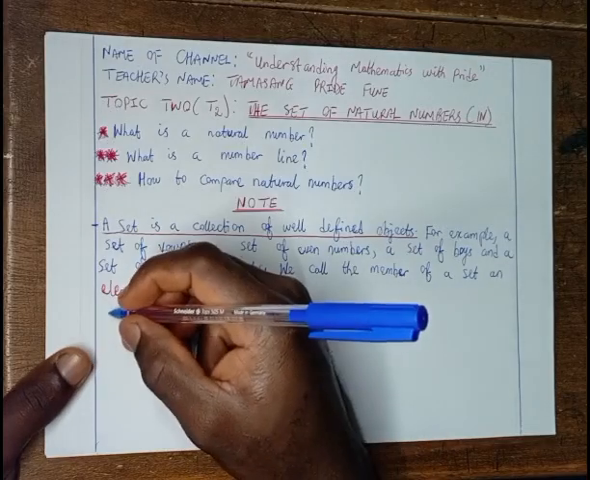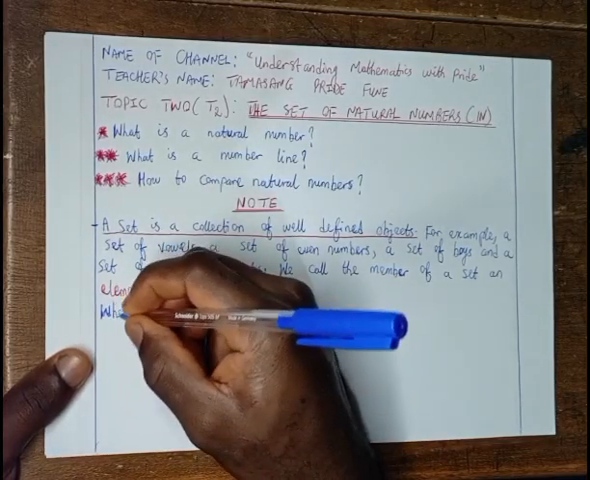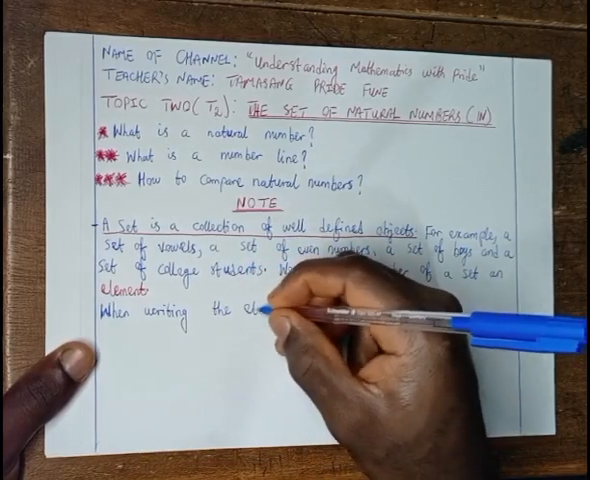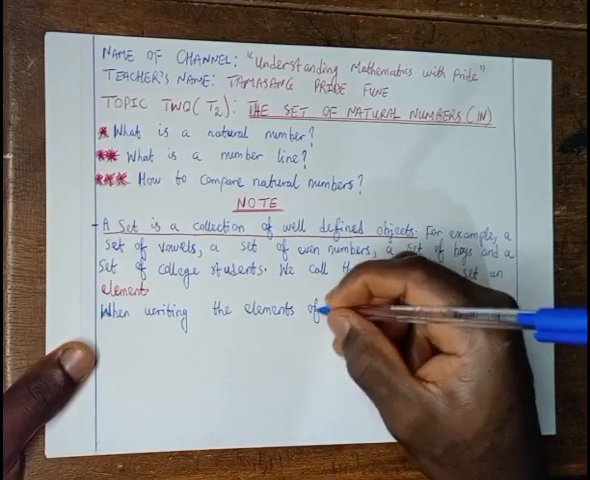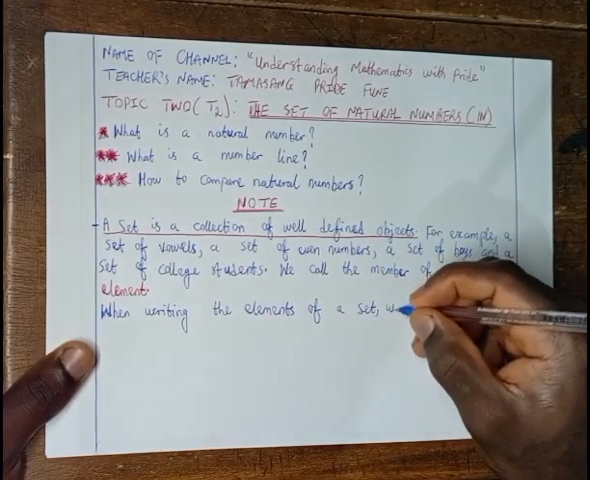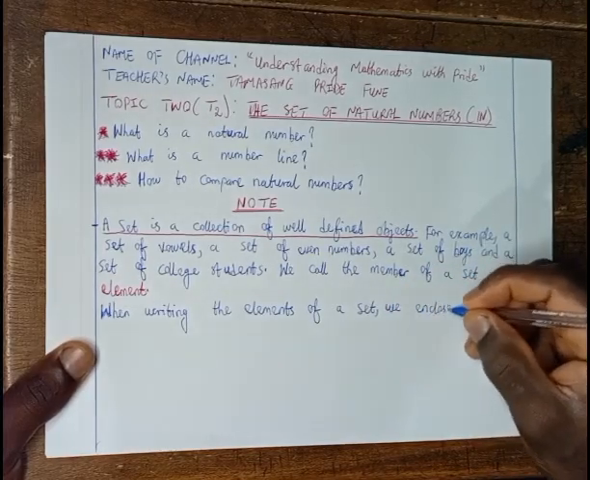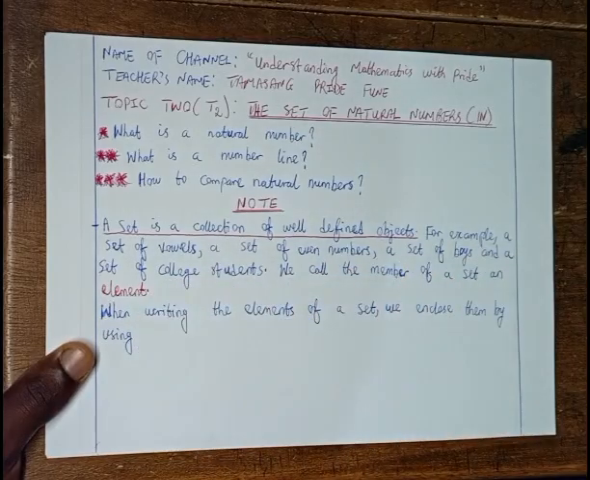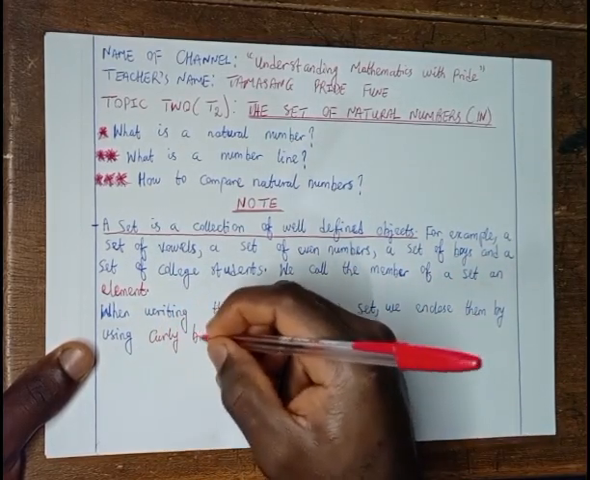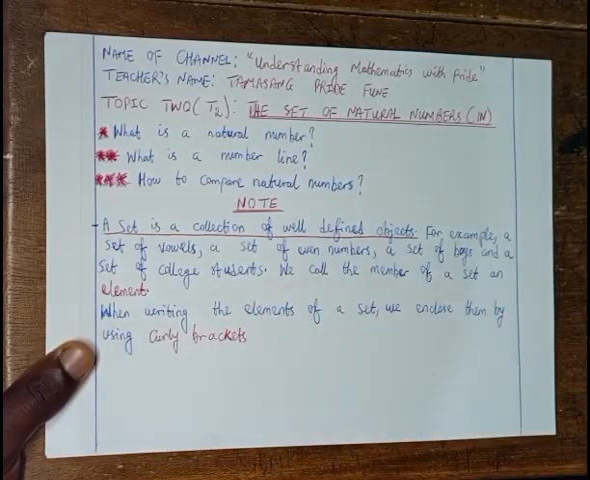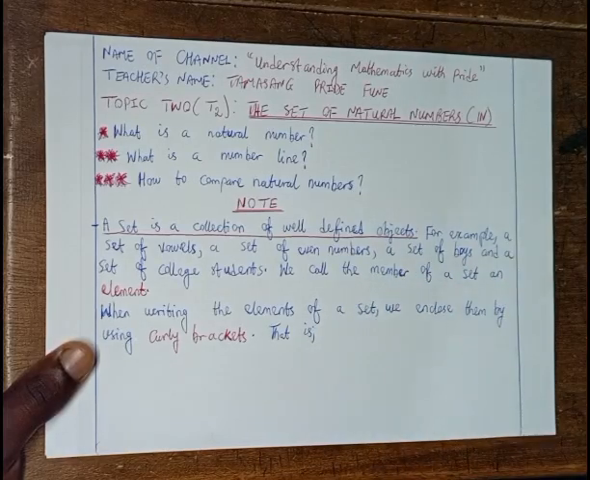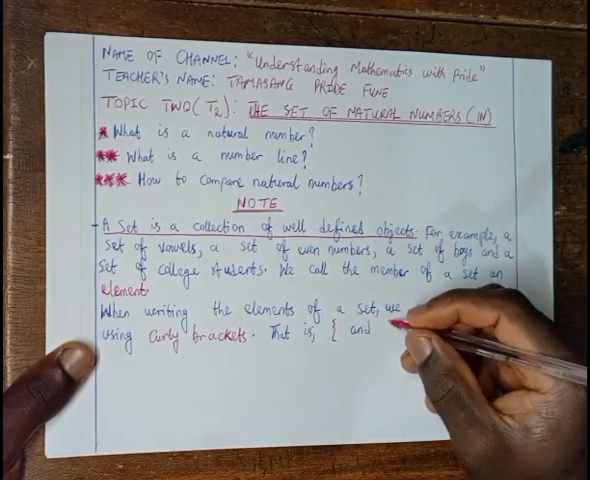Next, when writing the elements of a set, it's very important that we enclose them by using curly brackets. That is, we have the left and right curly brackets. We have the left curly bracket, which is as such, and the right curly bracket, which is as such.